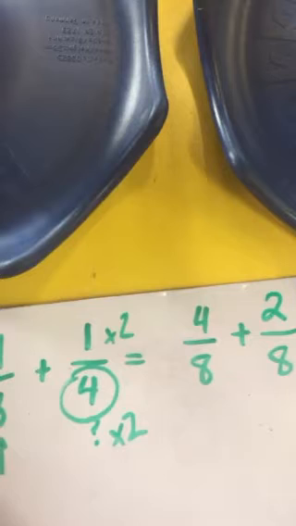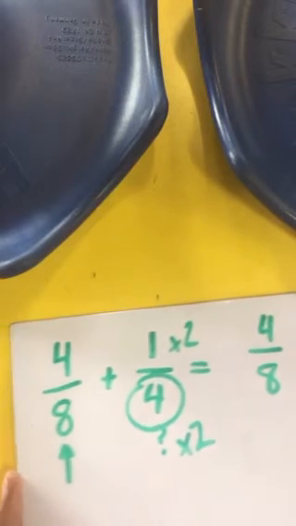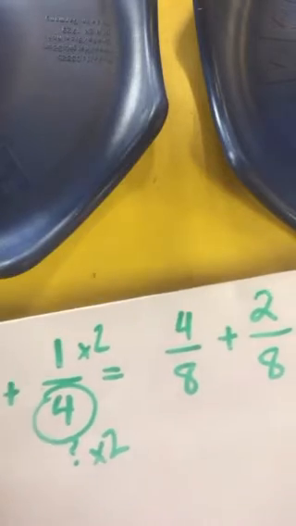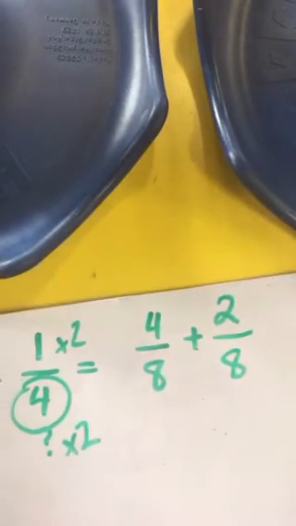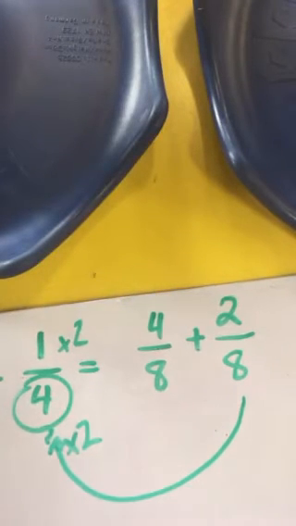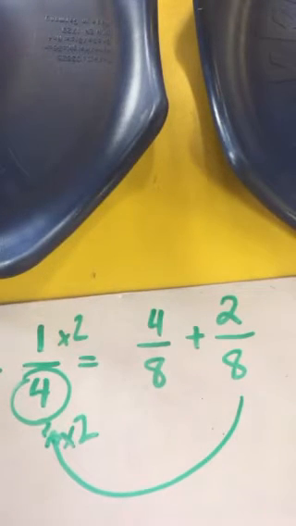Even if you have a look, this is quite a simple example. 4/8 is a half, and an equivalent fraction of a quarter is actually 2/8. So we haven't changed the fraction. All we've done is we've made an equivalent fraction with the same denominator.